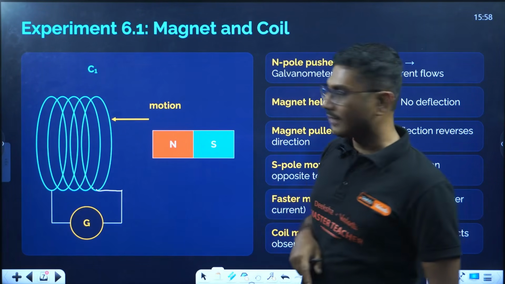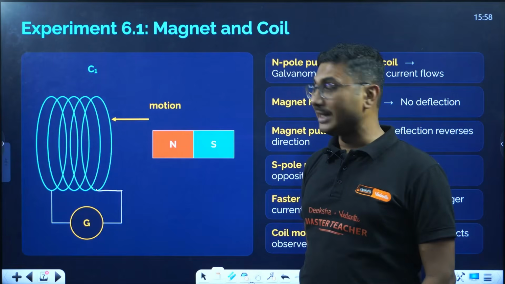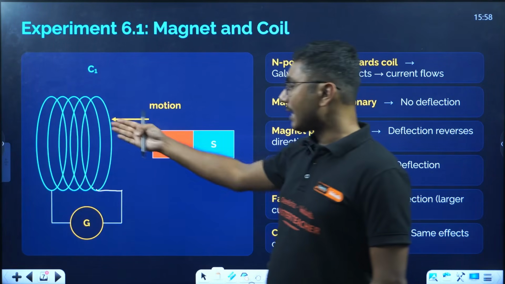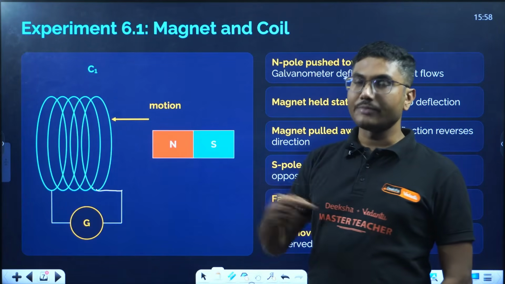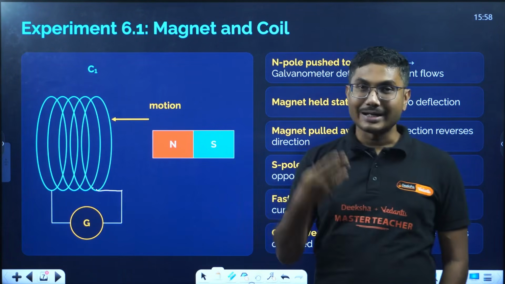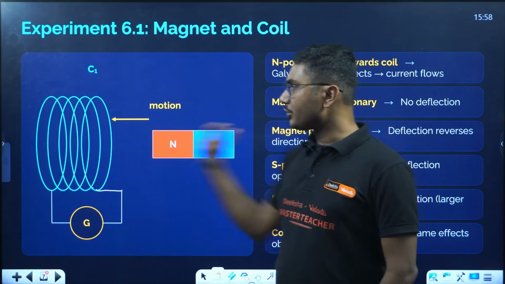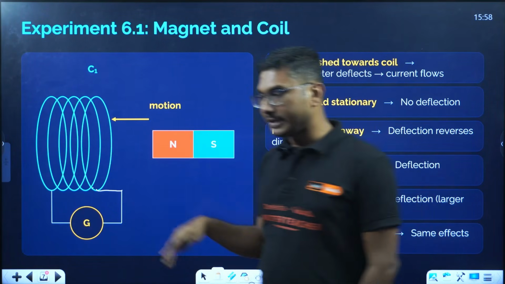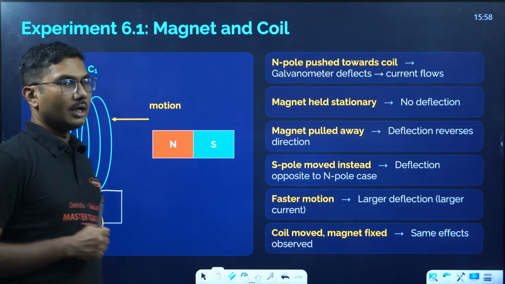What is the role of the galvanometer? When you push the magnet, if a current is induced in this coil, that current can be detected by this galvanometer. It will not give you the exact value of the current, but it will tell you that a current is flowing. You take the magnet, push it towards the coil, and you will see the galvanometer getting deflected. That means a current is being induced in this coil.